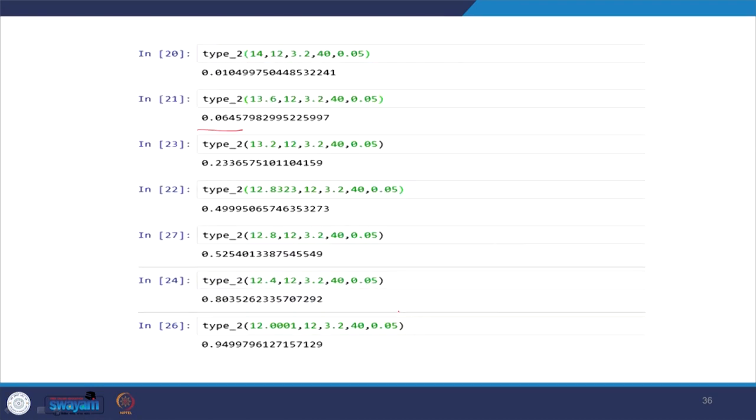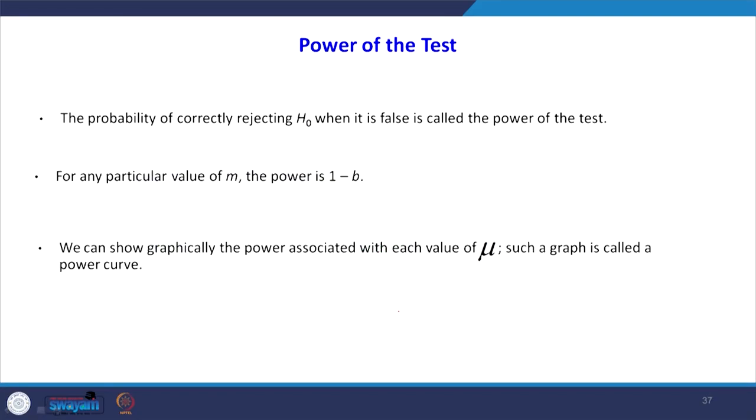So, if I plot this, before plotting I will define what is this power of test. The probability of correctly rejecting the null hypothesis when it is false is called the power of test. For any particular value of mu, the power is 1 minus beta, you call it as capital B, that is convenient. So, we can show graphically the power associated with each value of mu, such a graph is called a power curve.